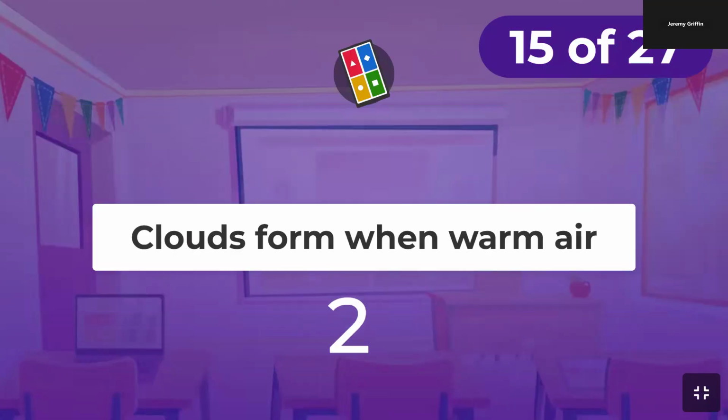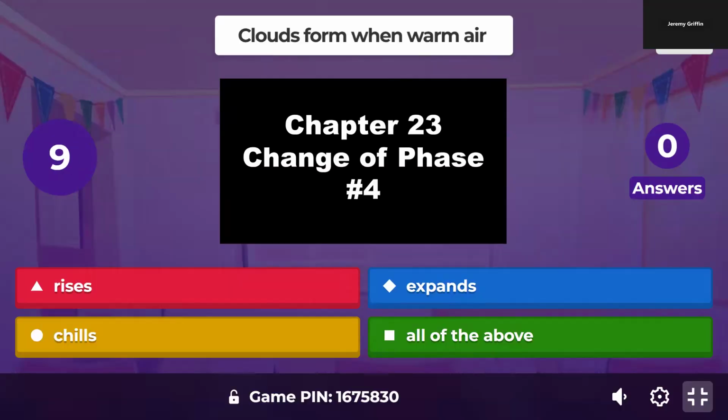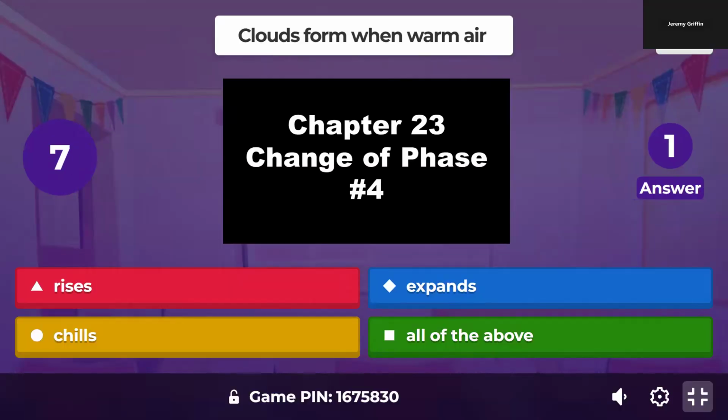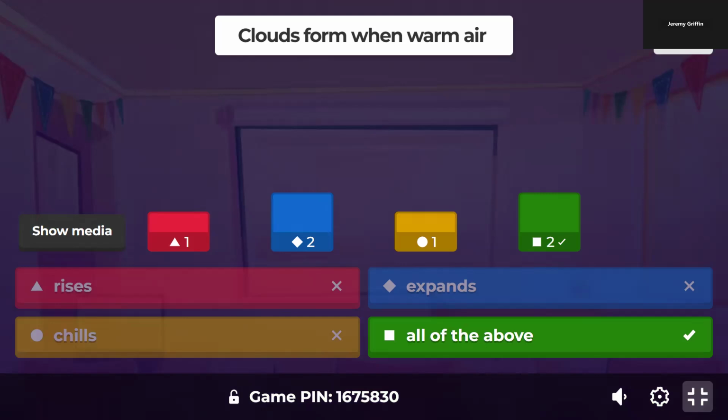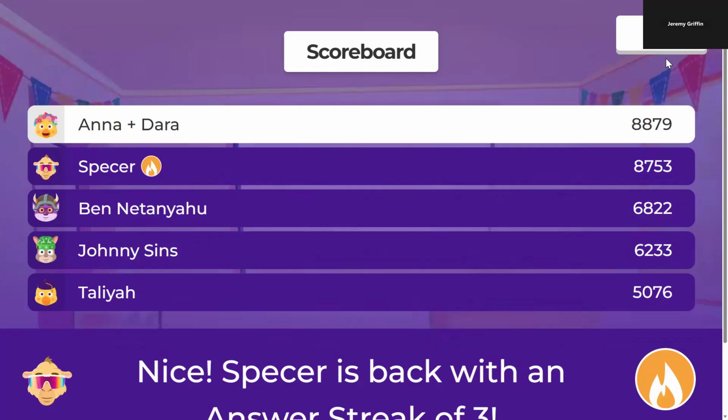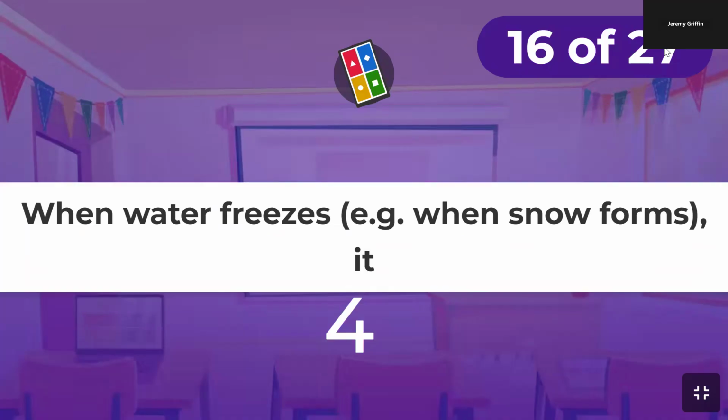Clouds form when warm air... Yeah, it's a three-part process. Water warms up, becomes water vapor. It's got to rise, expand, then chill. Now you've got a cloud with lots of little water droplets.